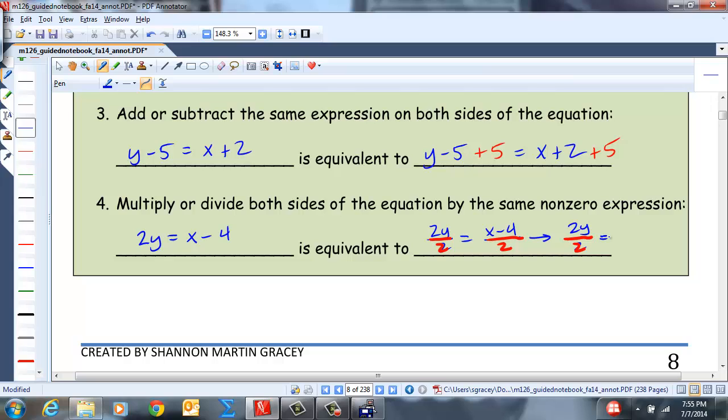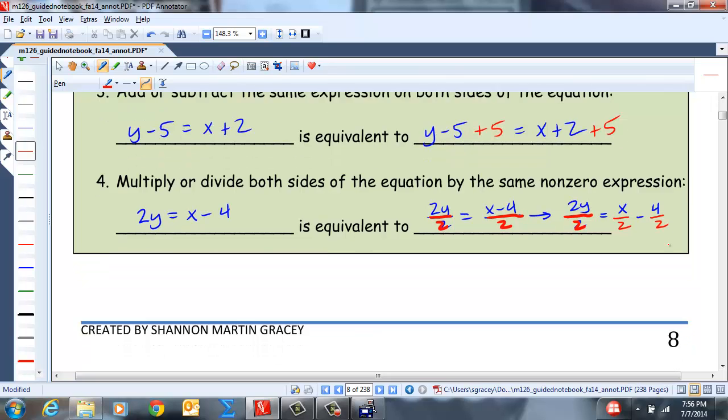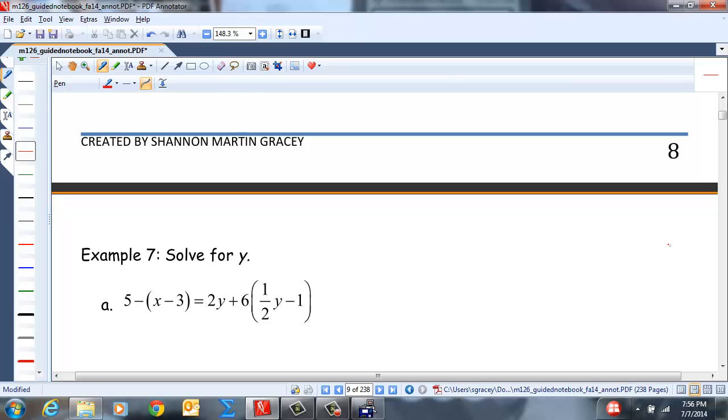is equal to, you have to divide each term by 2. So this would be x over 2 minus 4 over 2. A lot of people like to divide both sides. So you have to remember that if you have more than one term, you're dividing each term by that non-zero constant. All right, so here we go.